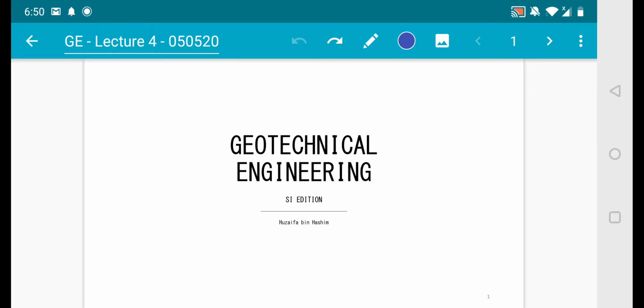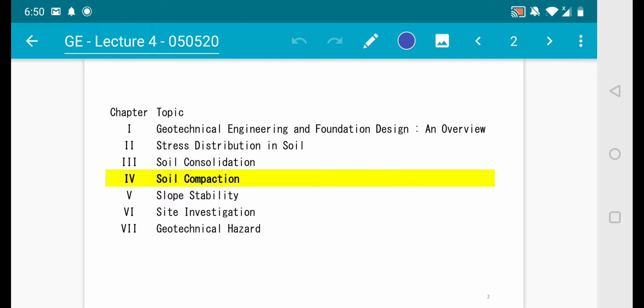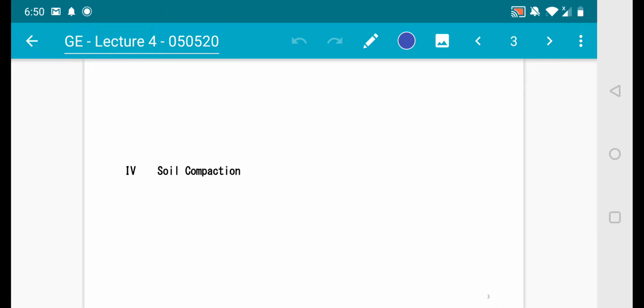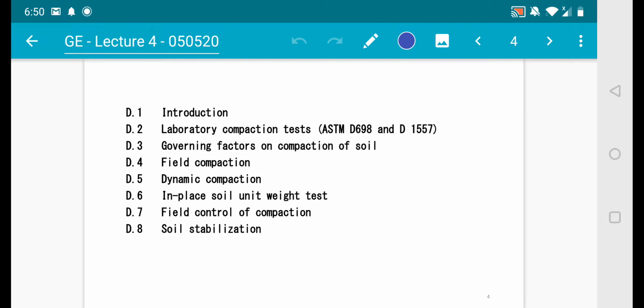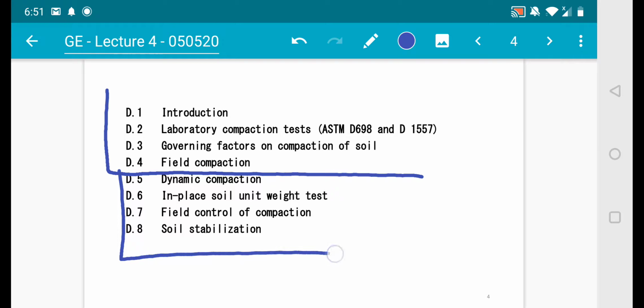Now let's continue our geotechnical series with another interesting chapter. We're in chapter 4, which is on soil compaction. This chapter consists of 8 subtopics. The first part we'll be discussing is from subtopic D1 to D4, and part 2 will be from D5 to D8.